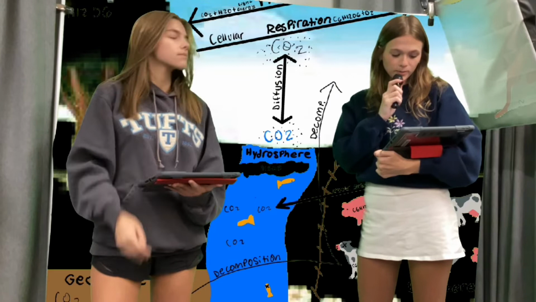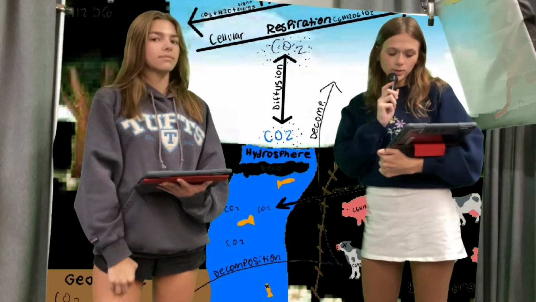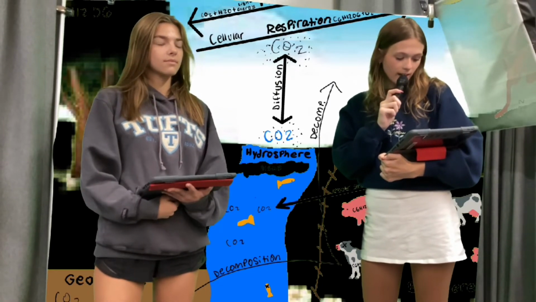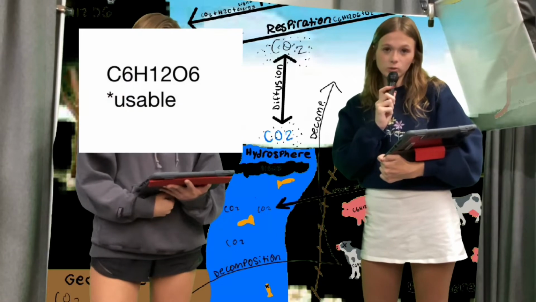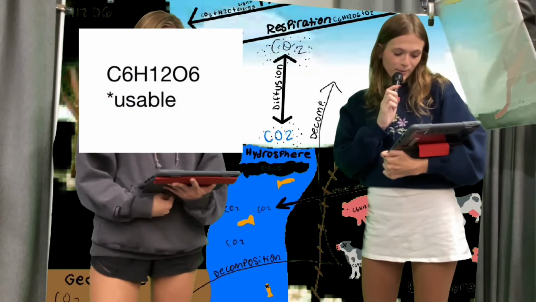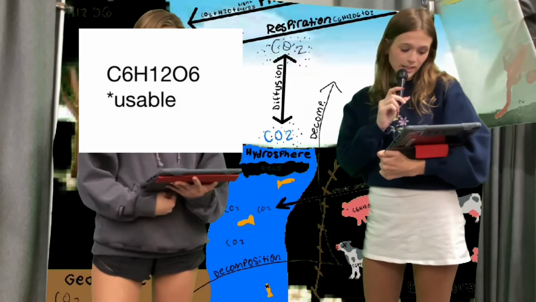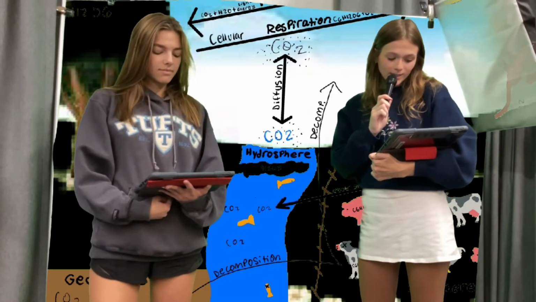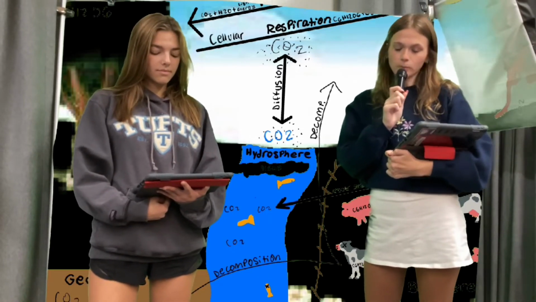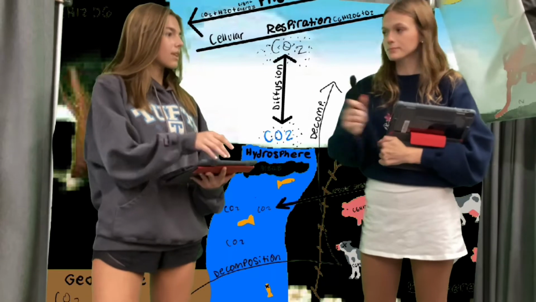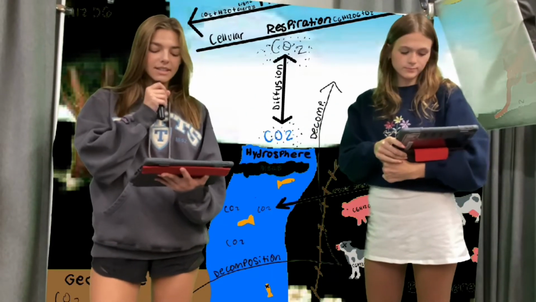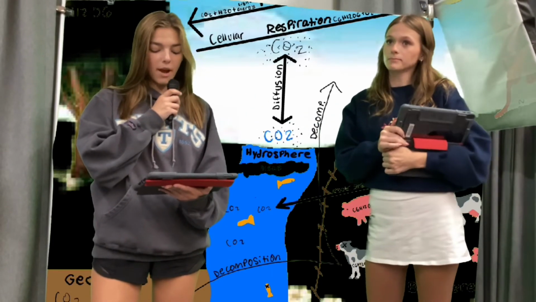Photosynthesis occurs when plants or algae take in CO2, H2O, and sunlight and turn it into C6H12O6, which is unusable for humans in the biosphere. When it's in this form, it's glucose and used for protein and DNA. Photosynthesis sends CO2 from the atmosphere to the biosphere.